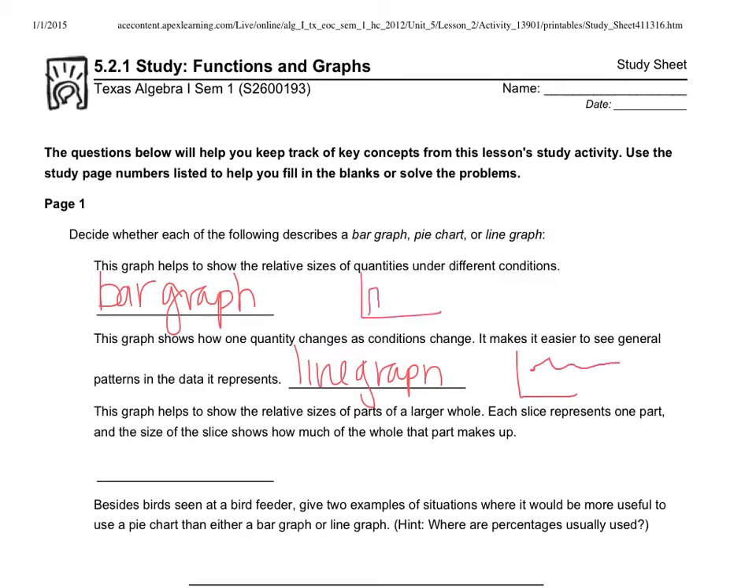whereas a bar graph is going to be separate, so it's showing that these things aren't necessarily connected, like there's no correlation from one to the other. Like if going back to that t-shirt example, the number of people wearing blue t-shirts didn't affect the number of people wearing black t-shirts. So, and then the last one, this graph helps to show the relative sizes of parts of a larger whole. Anytime it's talking about parts of a whole or percents, you're always going to want to use a pie chart.